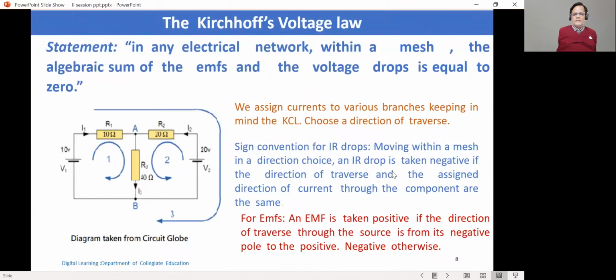Now what does Kirchhoff's voltage law say? Kirchhoff's voltage law says that in any electrical network within a mesh, the algebraic sum of the EMFs and the voltage drops is equal to 0. So this theorem or this result is talking about IR drops. It is also talking about EMFs within a given mesh. So what are these IR drops?